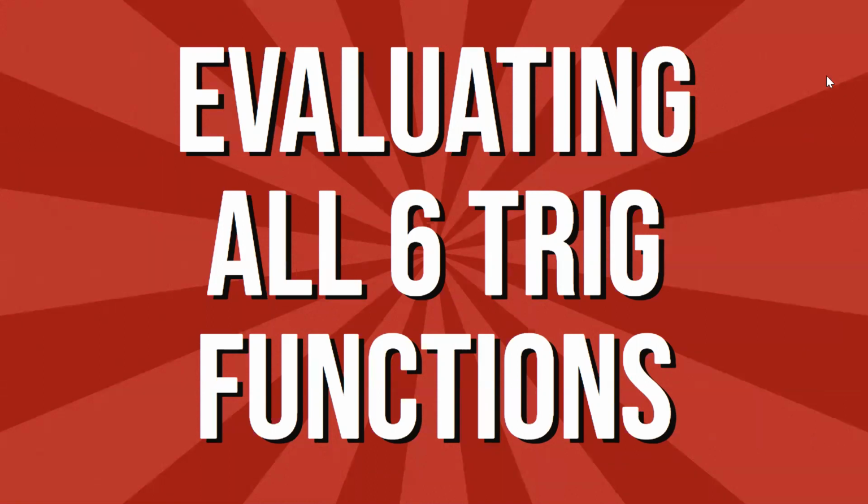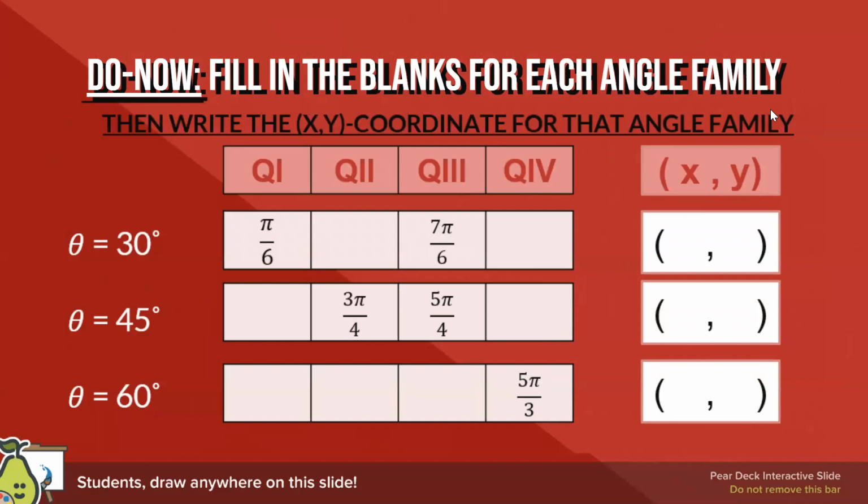Let me grab the mouse. My bad. Okay, so your warm-up or do now is to fill in the blanks for each angle family. We're talking about reference angles 30 degrees, 45 degrees, and 60 degrees. I want to know what are the radian measures in all 4 quadrants, and then what are the coordinates from our unit circle, from our reference angles, that will help us to fill in all of the blanks. So go ahead, take a second, and fill them in for theta is equal to 30 degrees.